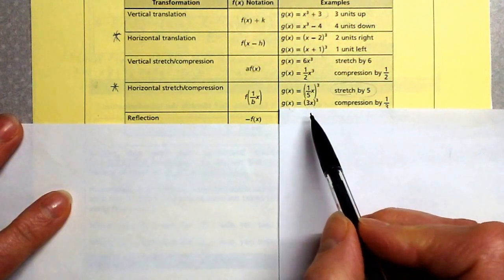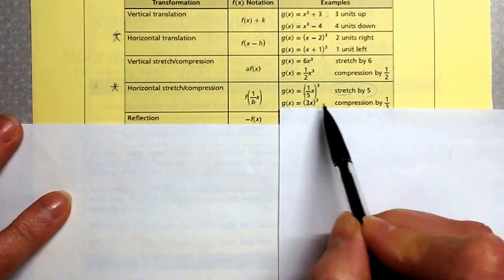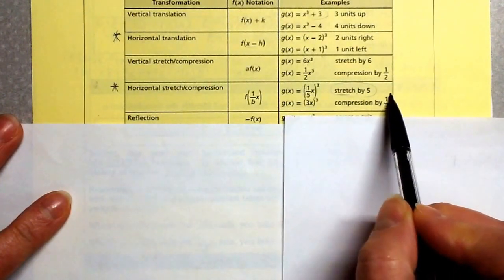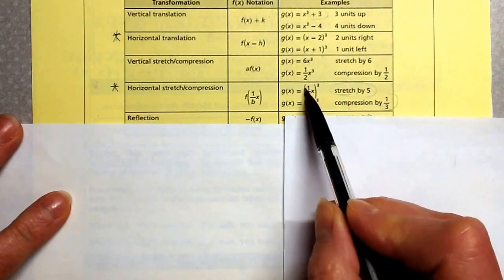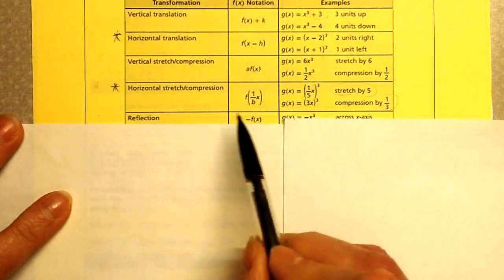If the number inside is 3, we have to take the reciprocal, which turns into 1/3, and then we decide if it's a stretch or compression. So always take the reciprocal first and then decide if you have a stretch or compression. When we're reflecting, we take the opposite.